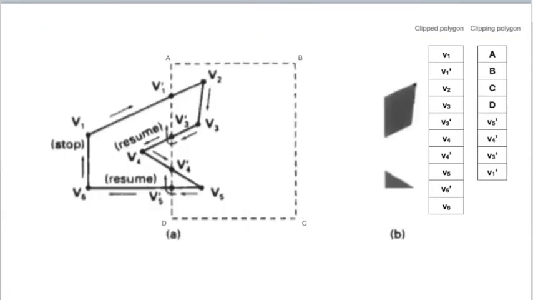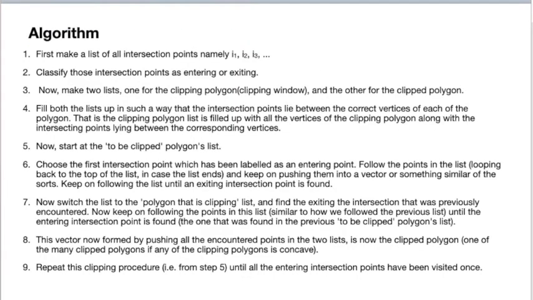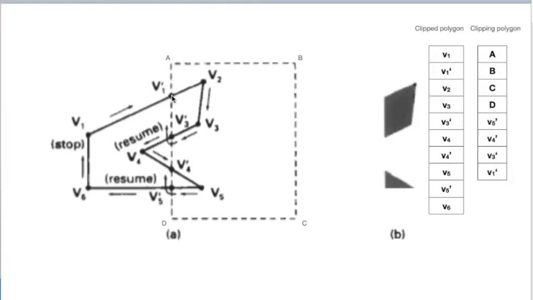So here this figure shows how the polygon processing or polygon clipping is done using the Weiler-Atherton polygon clipping algorithm. Okay, so first we make a list of all intersection points, namely I1, I2, I3 or V1 dash, V2 dash, etc. here. So you find all these intersection points first. So here it is V1 dash, V3 dash, V4 dash, V5 dash, etc. So that is the first step.